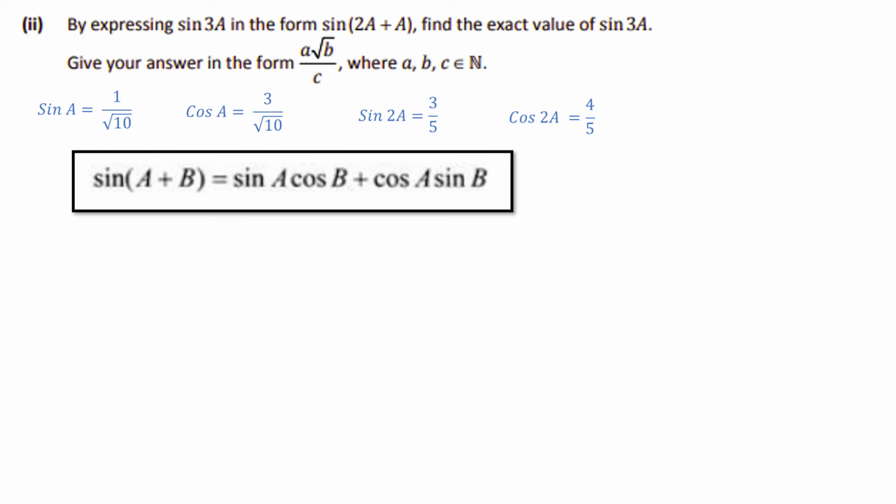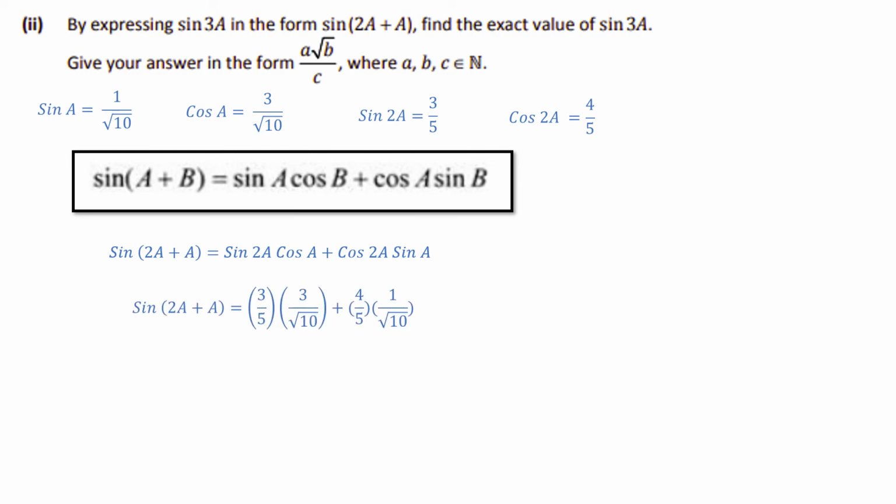Sine of a plus b is equal to sine a cos b plus cos a sine b. I'm going to rewrite it for my question to make it a little bit easier to follow. So sine 2a plus a is equal to sine 2a cos a plus cos 2a sine a. I then sub in what I know. So instead of sine 2a, I'm putting in 3 over 5. Instead of cos a, I'm putting in 3 over root 10. Plus, instead of cos 2a, I'm putting in 4 over 5. And instead of sine a, I'm putting in 1 over root 10.